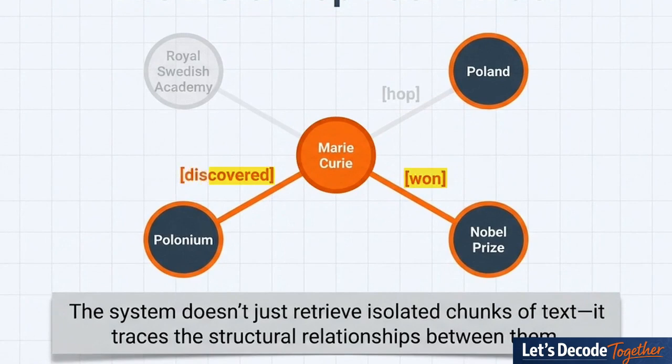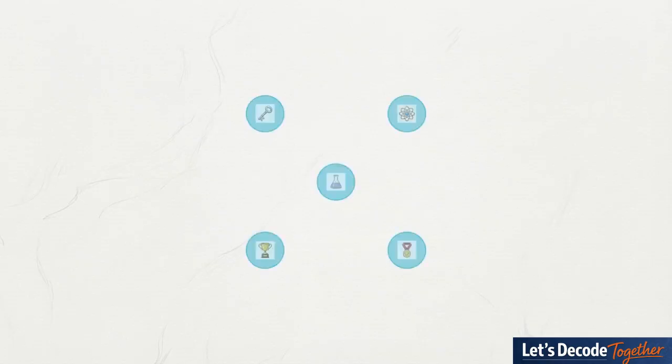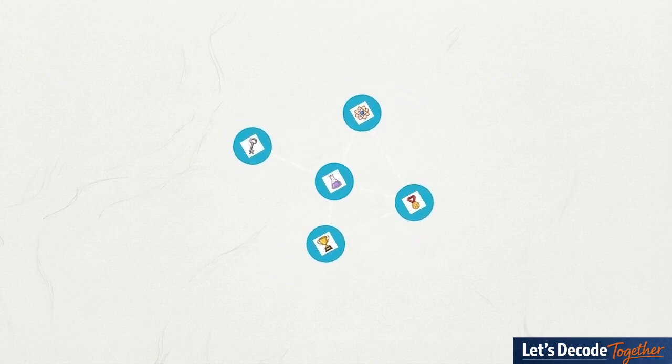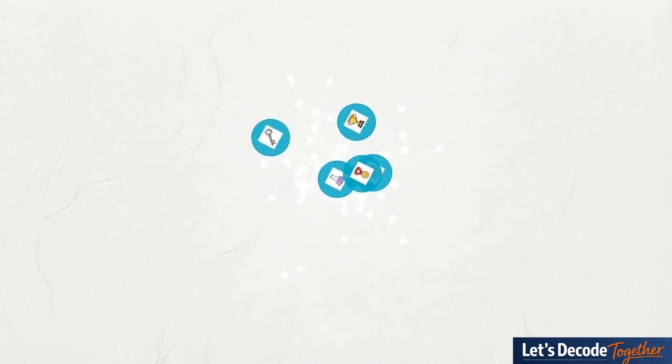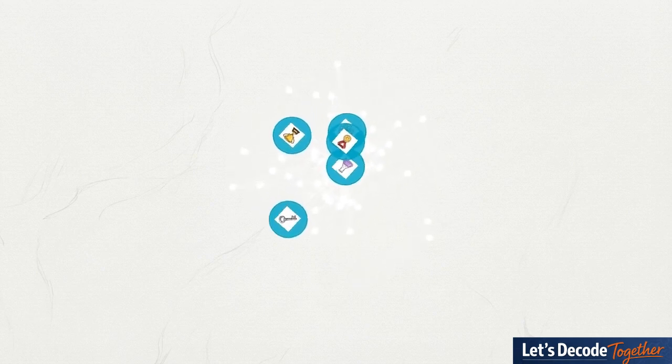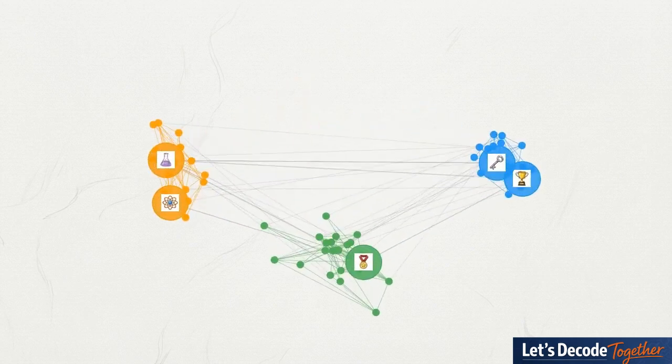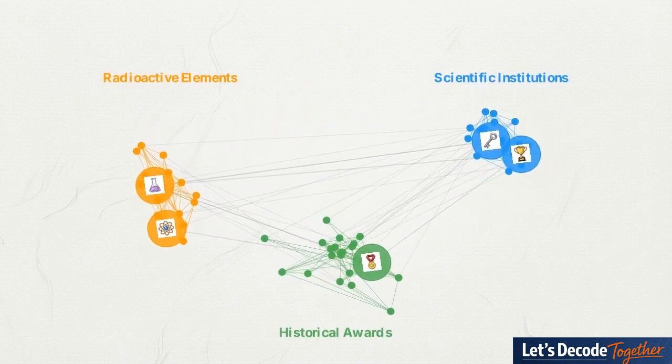However, as the document count increases, the connections between entities grow. A graph containing hundreds of articles creates a dense web of overlapping edges that can become difficult to navigate efficiently. To maintain performance as the graph scales, we must apply algorithms that organize these nodes into communities.